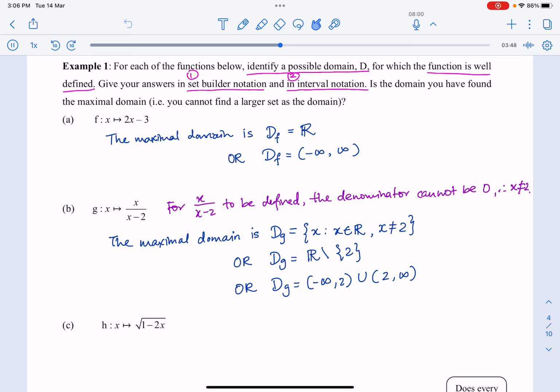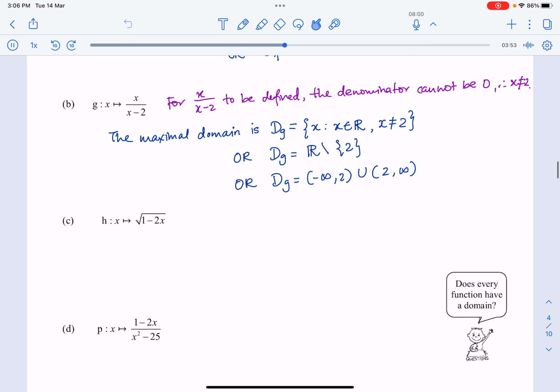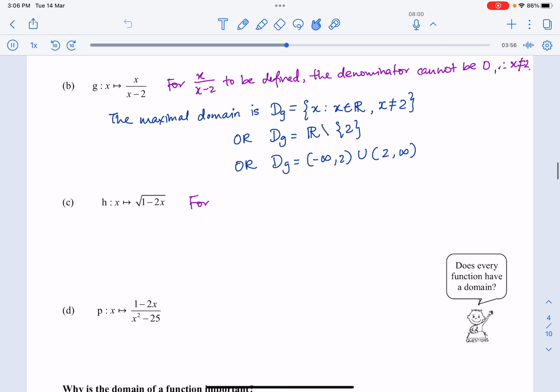Okay, for part C, for the square root of 1 minus 2x to be defined, the radicand 1 minus 2x must be non-negative. That is, 1 minus 2x has to be more than or equal to 0, which means that x has to be less than or equal to half.